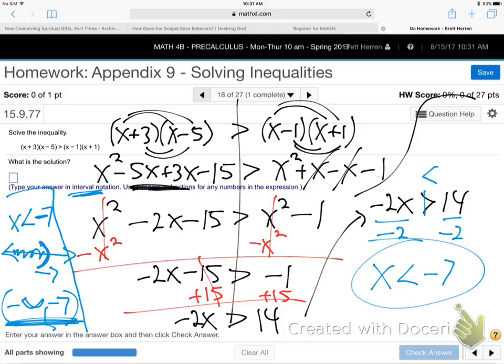Questions on that one? Remember all that stuff from algebra? It's a little review.